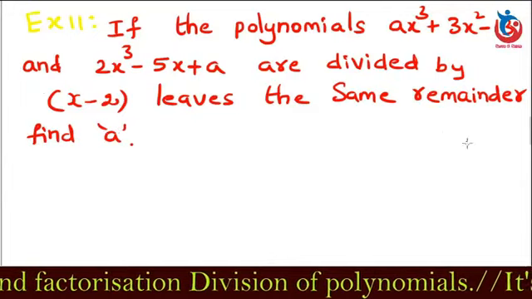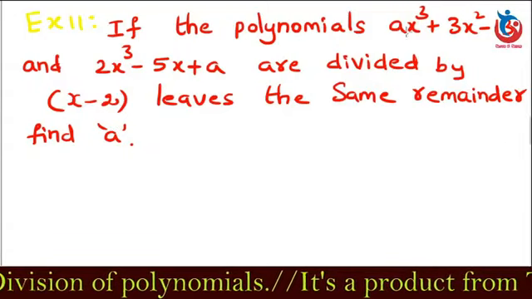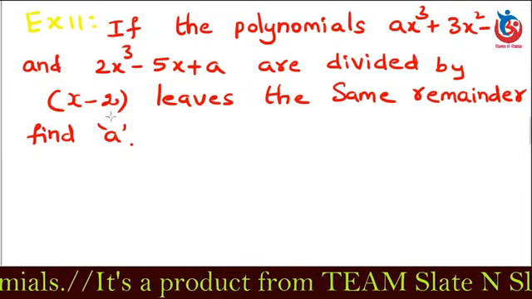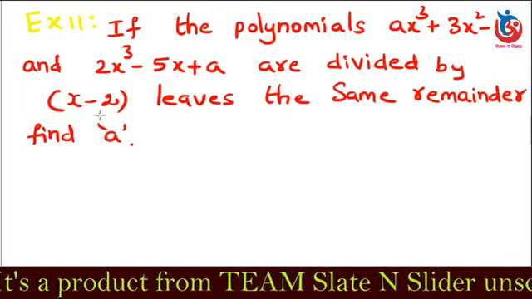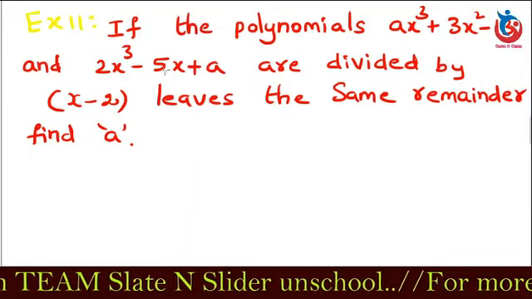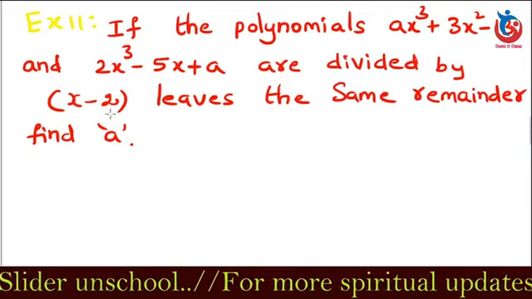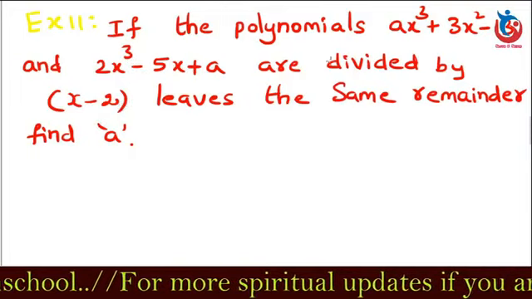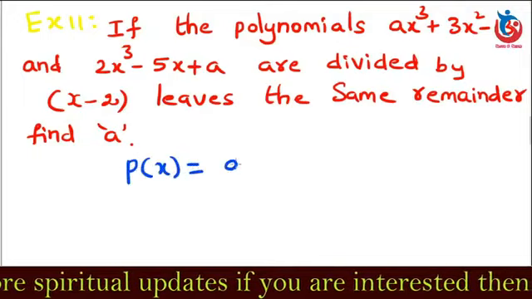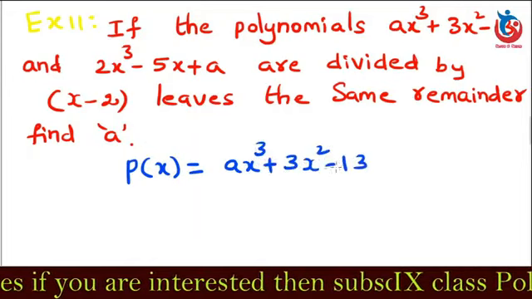So for this question, what should we do? Here we have two polynomials. The first polynomial is ax cube plus 3x square minus 13. When it is divided by x minus 2, we get some remainder, suppose maybe 10. By dividing 2x cube minus 5x plus a by x minus 2, we also get the same remainder 10. That means both the remainders are the same. So first we should suppose this as p of x. So p of x is equal to ax cube plus 3x square minus 13.